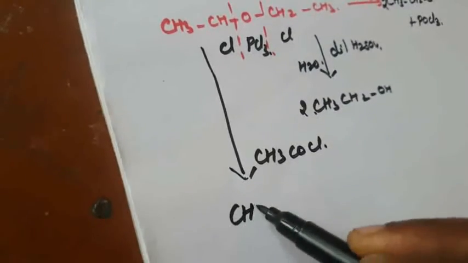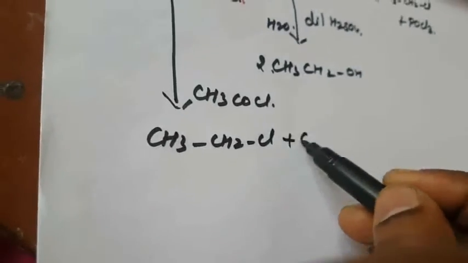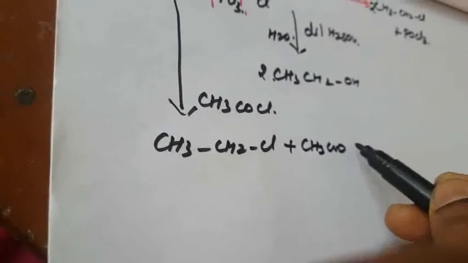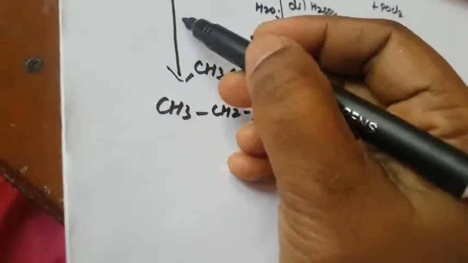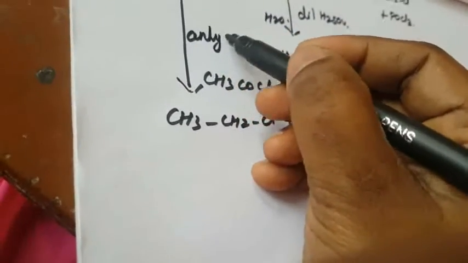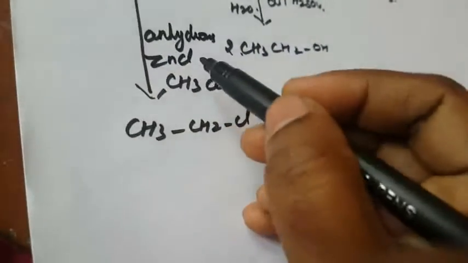So that is CH3CH2Cl, ethyl chloride, then CH3COOCH2CH3. Okay, so this is another one. Anhydrous zinc chloride, anhydrous zinc chloride. This is another one.